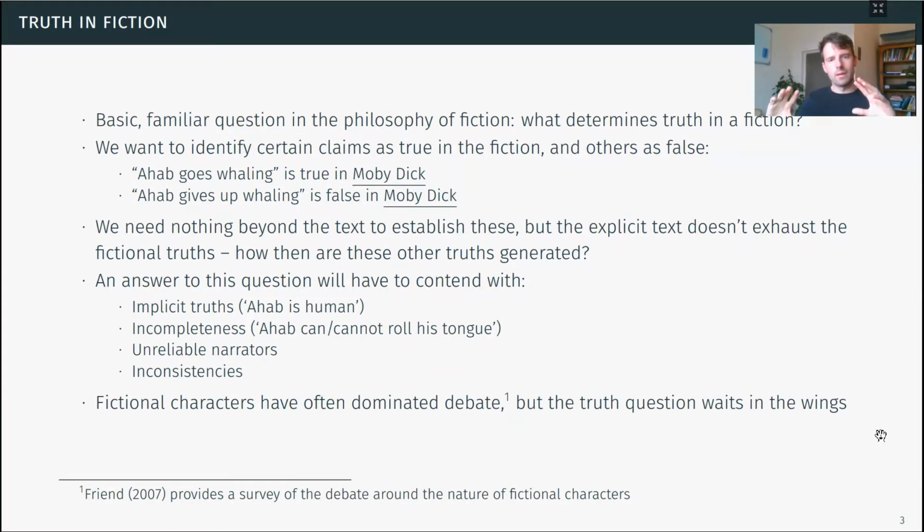Now, quite often in the history of talking about fiction, fictional characters have dominated, perhaps because they have a certain kind of ontological interest. We want to know what the status of fictional characters is. Do we need to say they exist or do we not? But despite that interesting debate, the question of truth in general in fiction waits in the wings. There are still issues to be dealt with that go beyond the question of fictional characters.